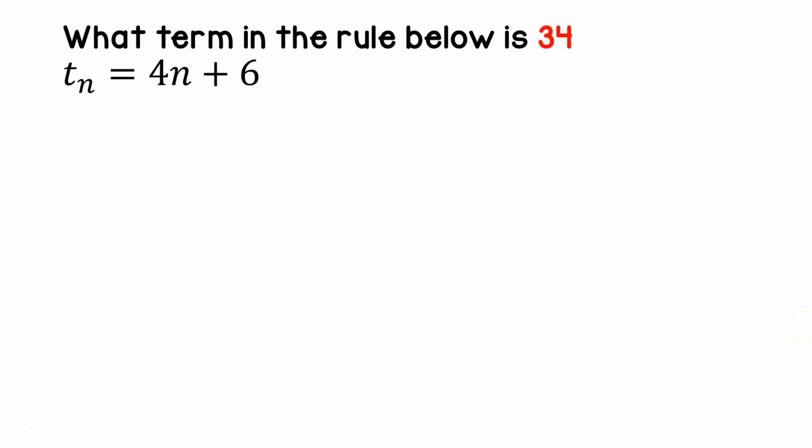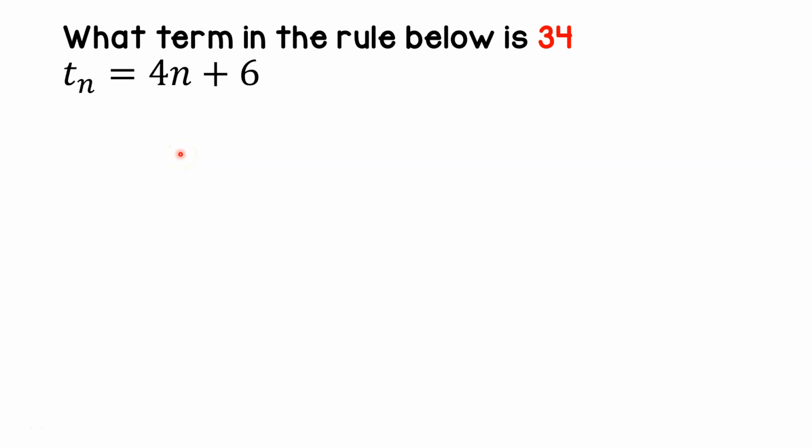Okay, now we're going to look at a slightly harder question. So we have our rule and we know the total of our rule, but now we're trying to find what term number. So in this case, we know what t is, and we don't know what n is, and we're trying to figure it out. So we know in this case that tn is 34, and we don't know what the n is, and we're trying to work that out.